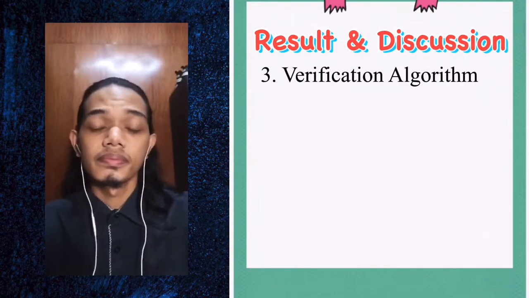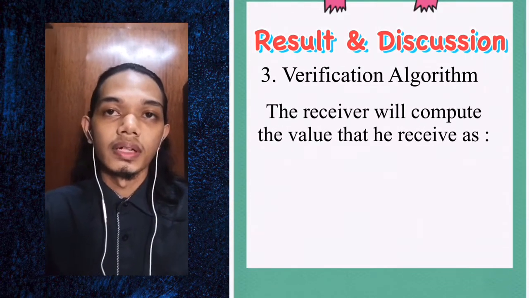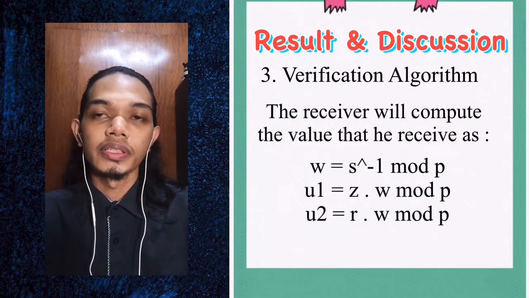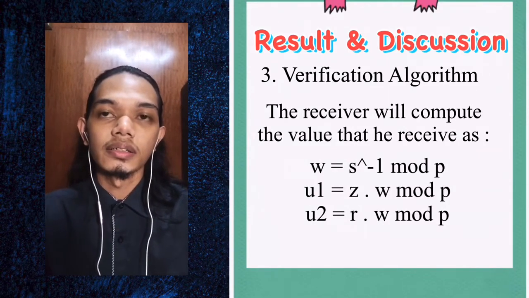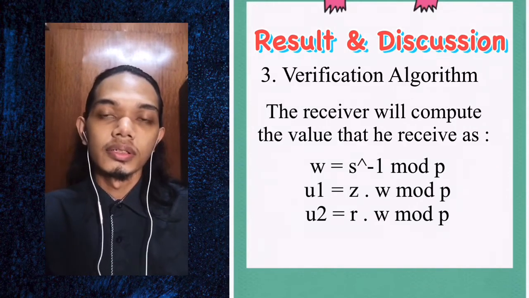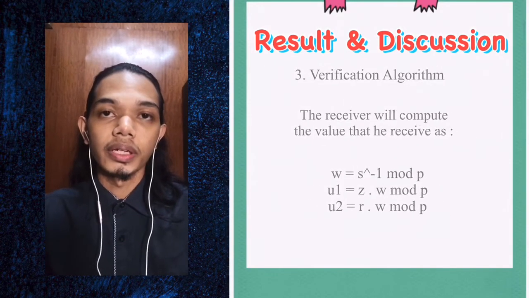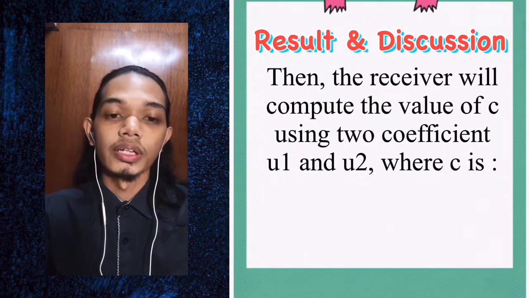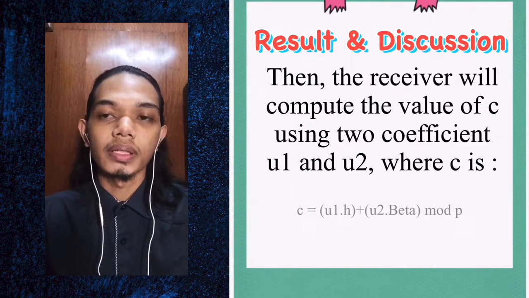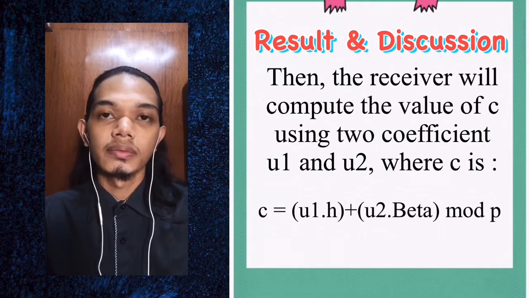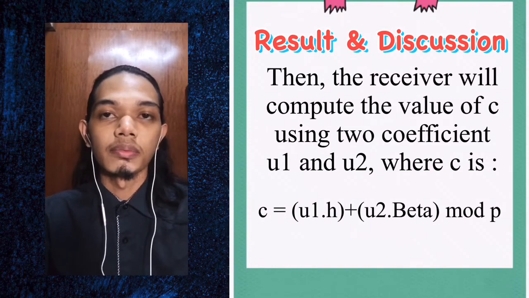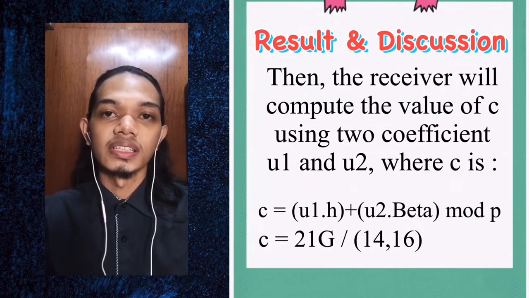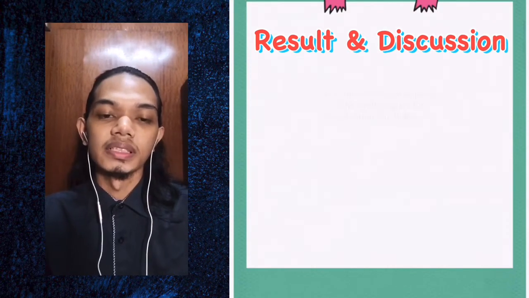Verification algorithm. Bob will compute the values of w, u1 and u2, where w is equal to s inverse mod p, which is equal to 11, u1 equals z w mod p, which is equal to 18, and u2 equals r w mod p, which is equal to 8. Then Bob will compute the value of c using the two coefficients u1 and u2 with the values of h and beta, where c equals u1 h plus u2 beta mod p. Then we will get c equal to 21G, which is equal to (14,16). Then Bob will pass this c value to Alice.